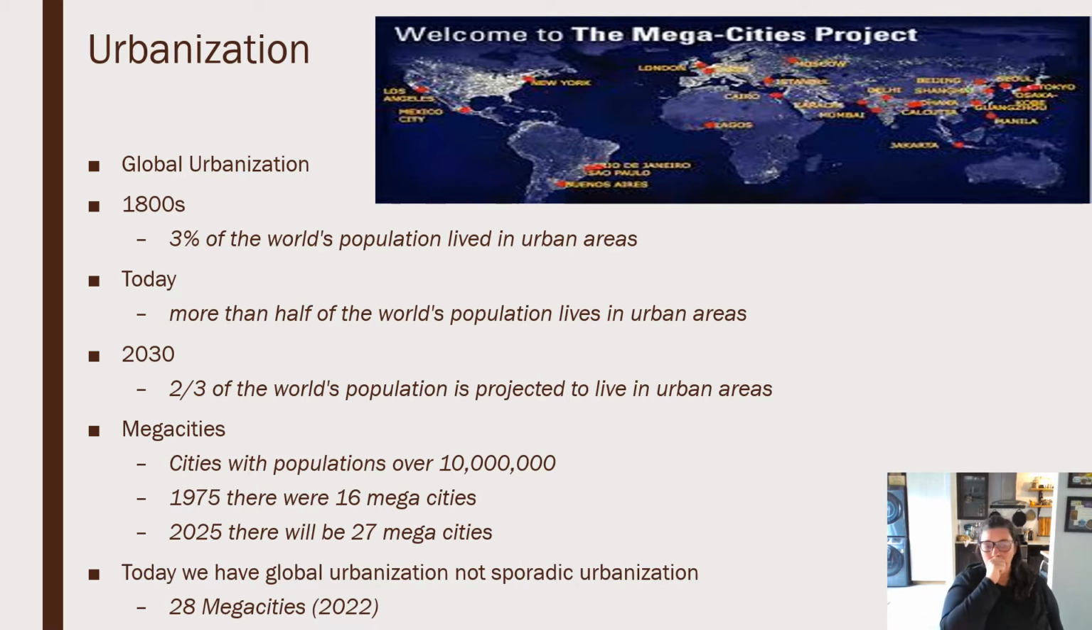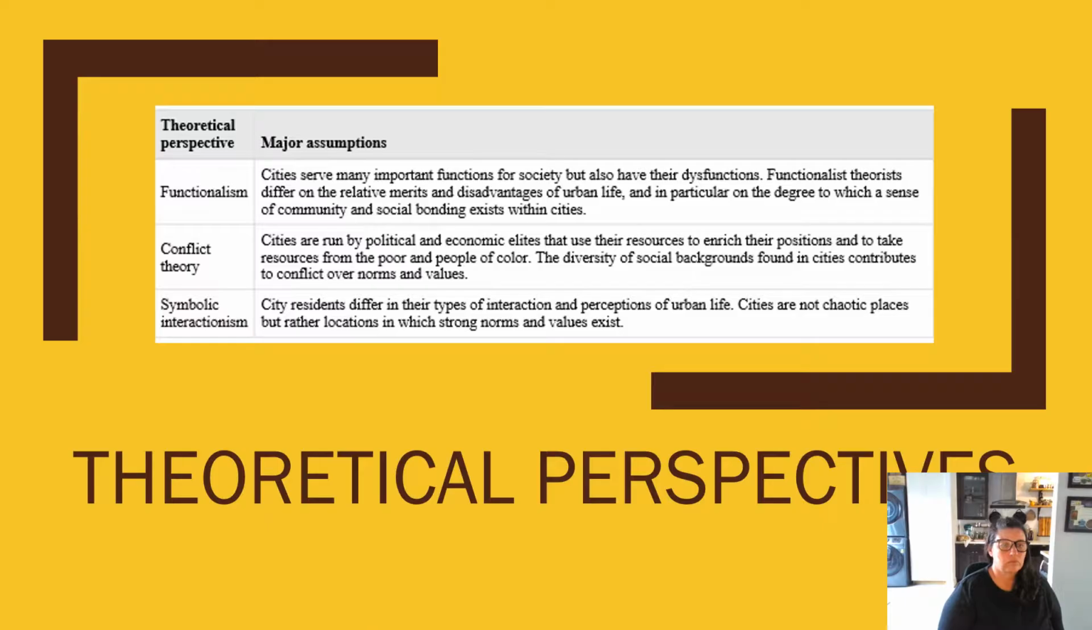And the book projected that there would be 27 megacities by the end of 2025. I looked it up, and there are 28 megacities this year in 2022. So a megacity is simply a city with a population of over 10 million people. Compare that to the 1970s. When I was born, there were only 16 megacities.